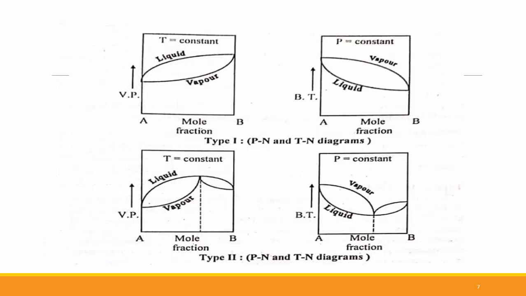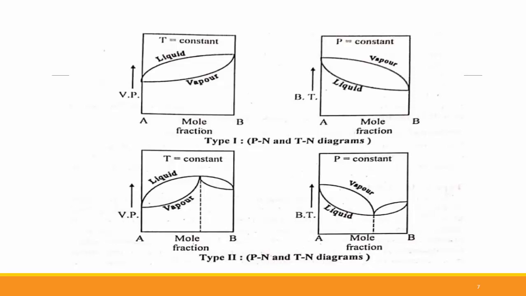Now this is type 1, where on the left-hand side there is the first diagram, the vapor pressure diagram with respect to the mole fraction. Here we can see the liquid composition curve is above the vapor pressure curve, whereas in the boiling point diagram the liquid composition is below and the vapor composition is above. Next is the PN and TN diagram of type 2.